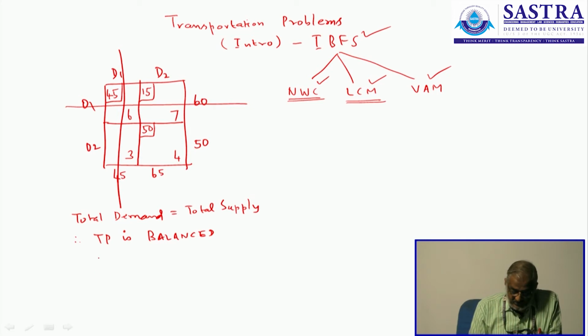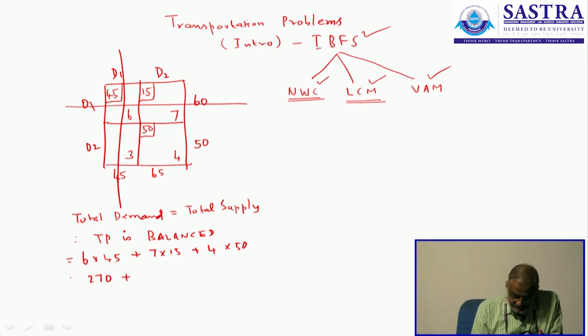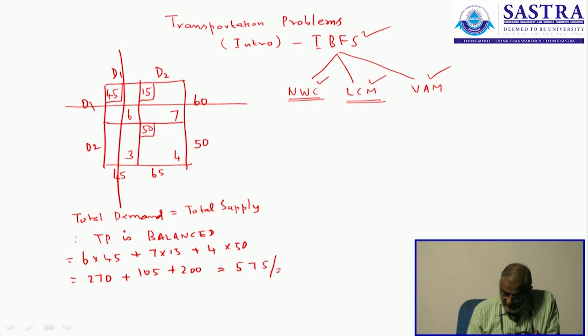So what is the total cost because of this northwest corner rule being applied to this transportation problem? 6 into 45 plus 7 into 15 plus 4 into 50. So how much? 270 plus 105 plus 200, that is 575 rupees. Okay. Now we will apply the least cost method for the same problem.